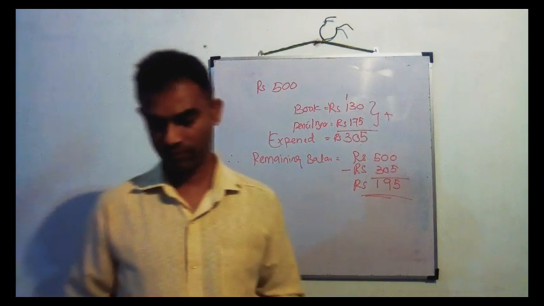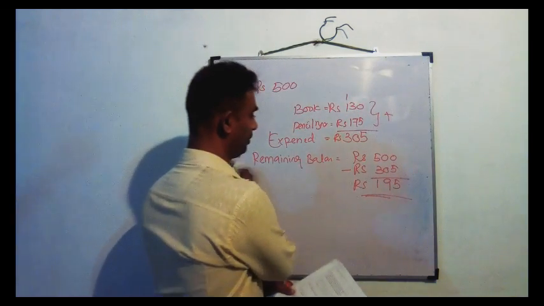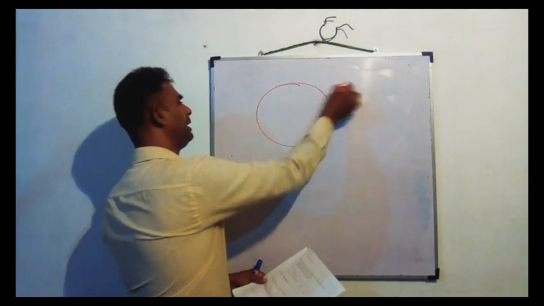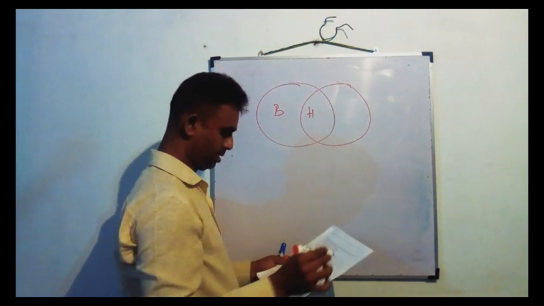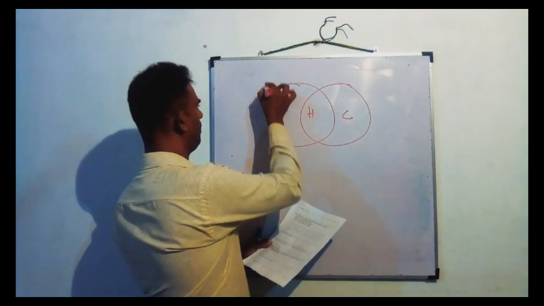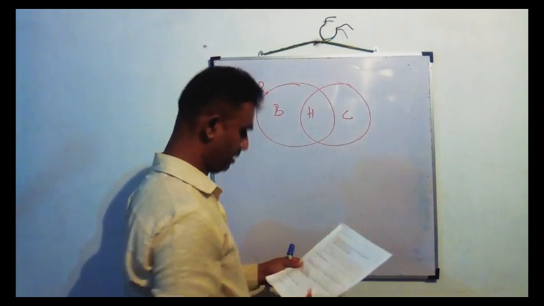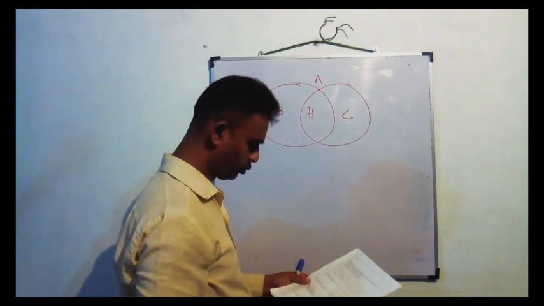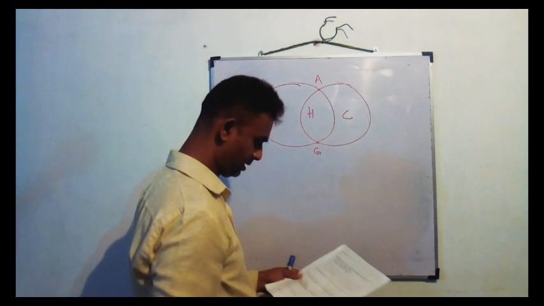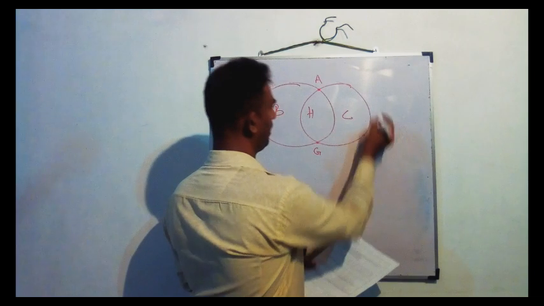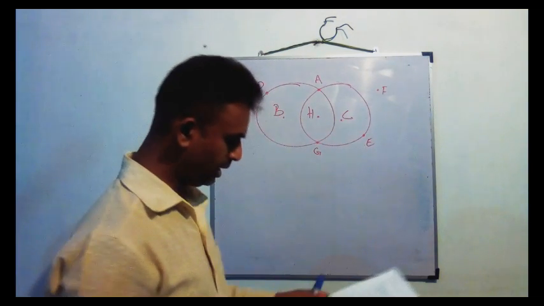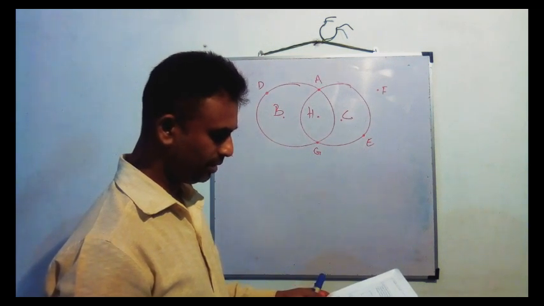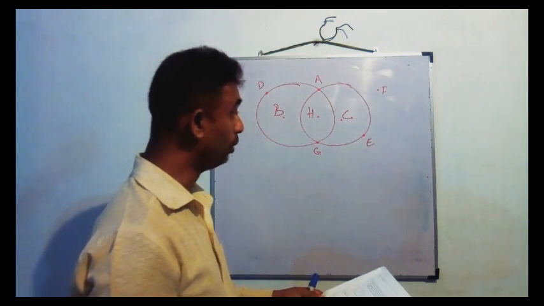Yes, the last question, the 20th one in the first paper. There are two circles that intersect each other. Point B, point H, point C, next here point D on the circle, point A here at the intersection of the two circles, point G in here, point E here, point F here outside the circle. Point C here, point H here, and point B here. The question is, name 2 points which are in both circles.